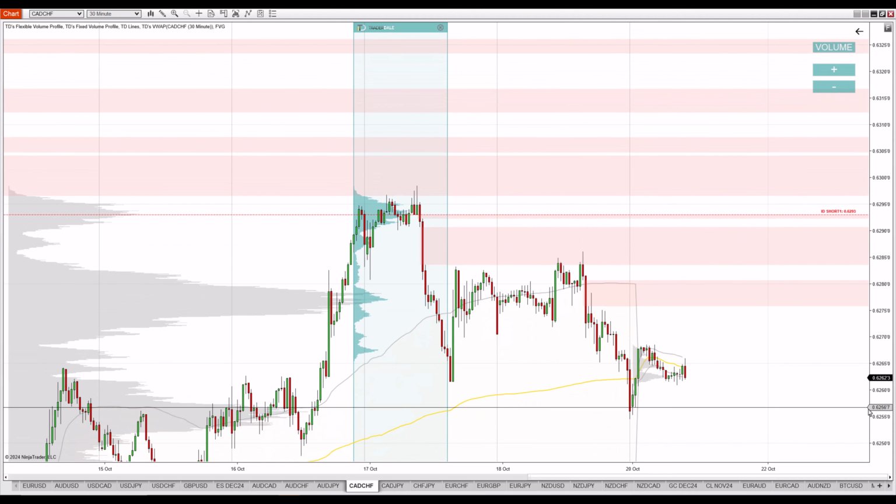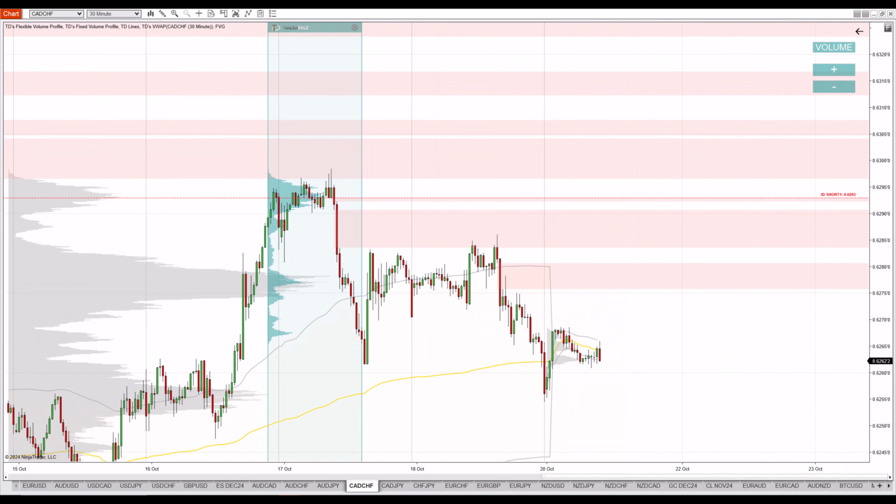We just need to wait for the price to reach this zone, and it doesn't need to be today. It could be in a couple of days, maybe next week. It doesn't really matter, but if the price comes to this level, then there's a good chance that there'll be a reaction.